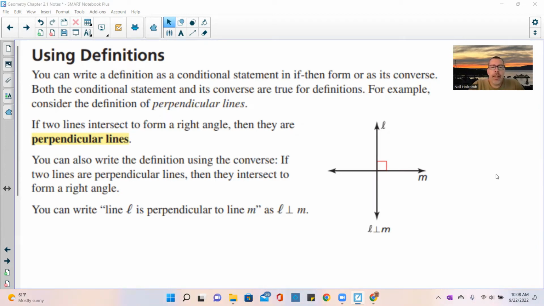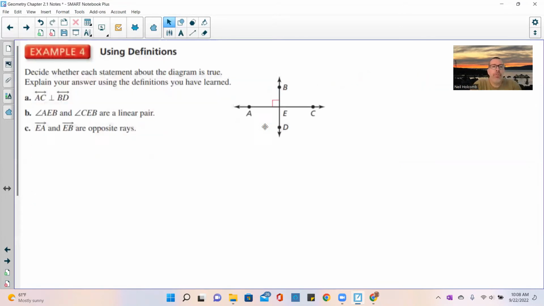You can write line L is perpendicular to line M as L, looks like an upside down capital T, but that's a perpendicular symbol, M. So L perpendicular to M. Okay, now let's get rid of that and do example 4.